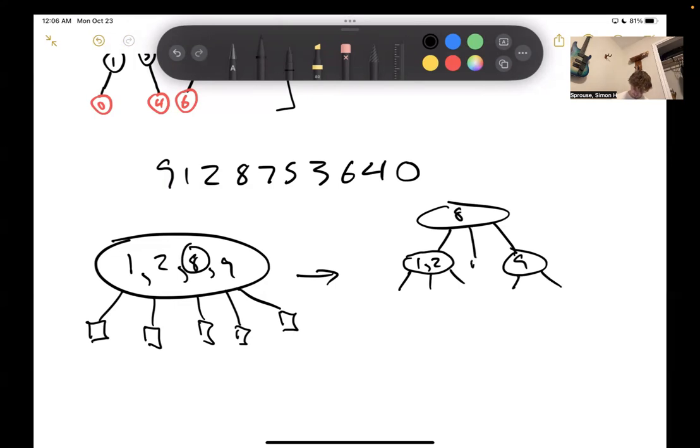Let's see. Yep. Actually, no, there's no node here. I'm totally tripping. Okay. So now, once again, we've restored balance.